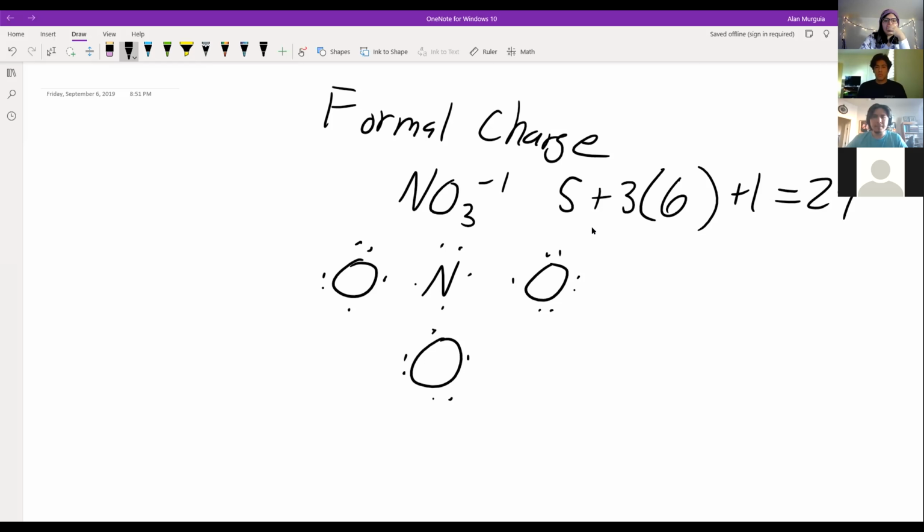How can I bond nitrogen and oxygens in order for them to follow the octet rule? You could put a single bond between the nitrogen and each oxygen. So let's do that: a single bond here, there, and over there. So we have 2, 4, 6, and 8. Nitrogen now follows the octet rule. Let's check the oxygens now: 2, 4, 6, and 8. So our right oxygen does follow the octet rule.